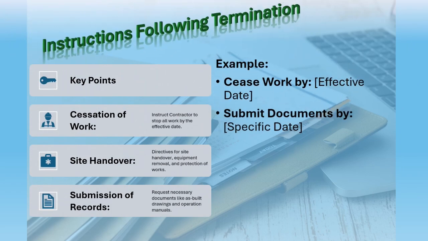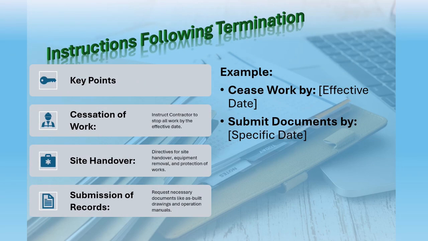Once termination is effective, what next? Instructions following termination are vital for a seamless transition. Start by instructing the contractor to cease all work by the effective date. Then, outline the site handover process. This includes removing equipment, protecting the works, and ensuring the site is left in good condition. Don't forget to request the submission of essential records like as-built drawings and operation manuals. Think of this as passing the baton smoothly, ensuring that all necessary information and materials are transferred without a hitch.